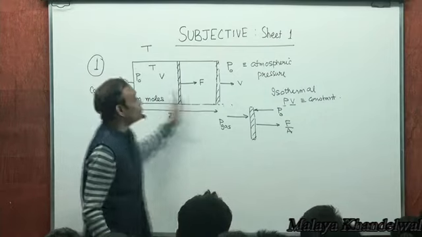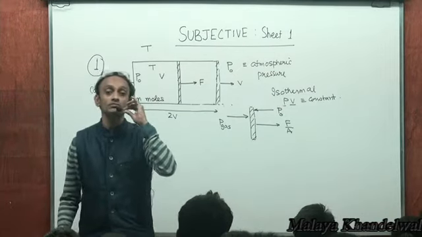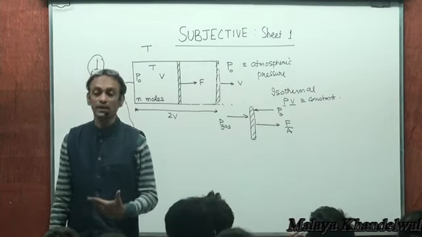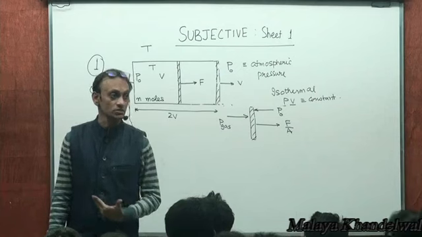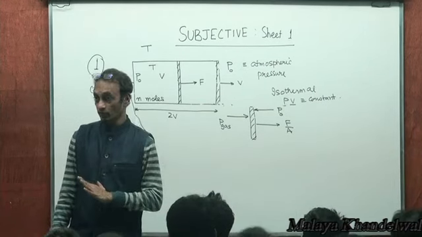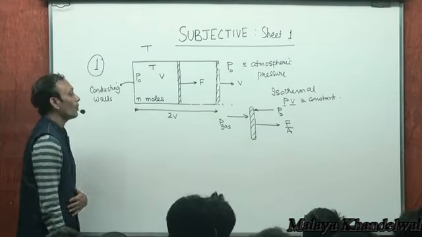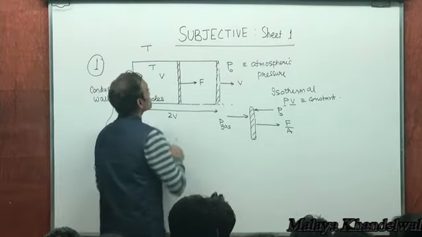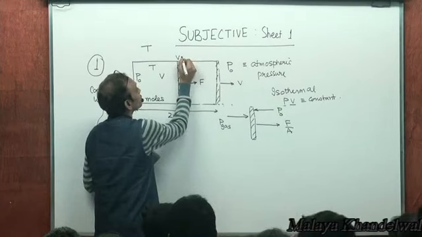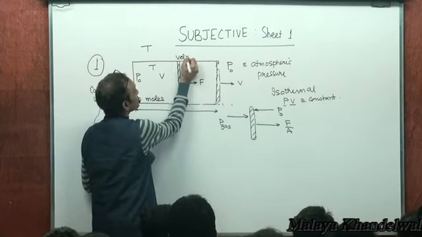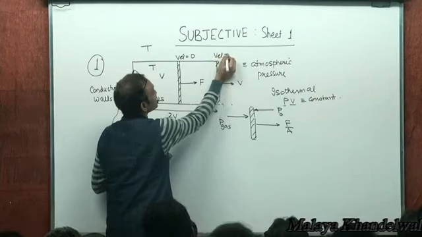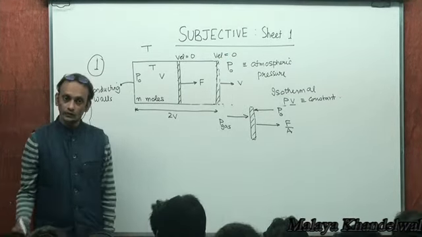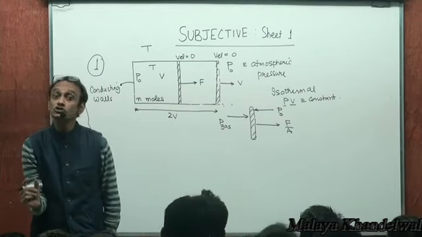So by the time the volume doubles, we want to find the work done by the external force. Now, the piston starts from rest. Velocity of the piston initially is 0, and the final velocity is also 0. Change in kinetic energy is 0.